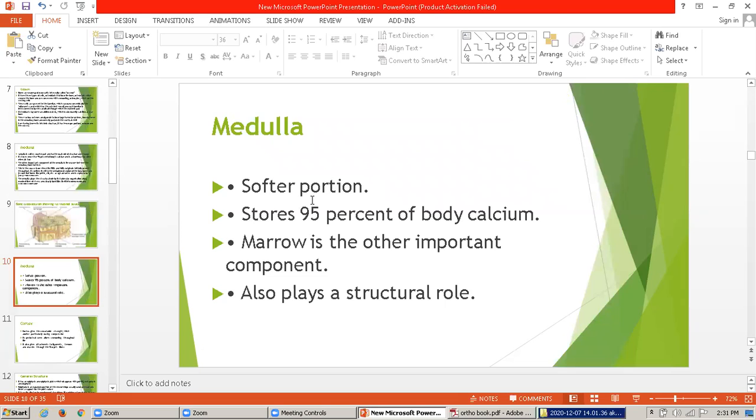So remember that the medulla is a softer portion. They store 95% of the body calcium, and marrow is the other important component, and it also plays a structural role. So these are the points to remember about what the medulla is.